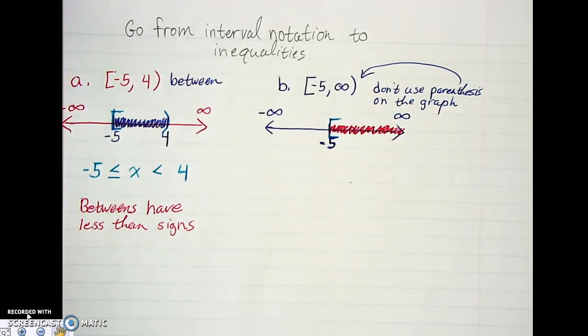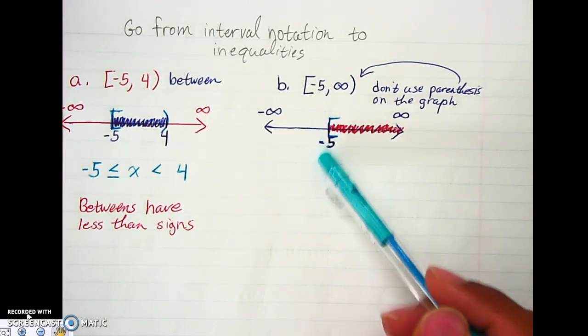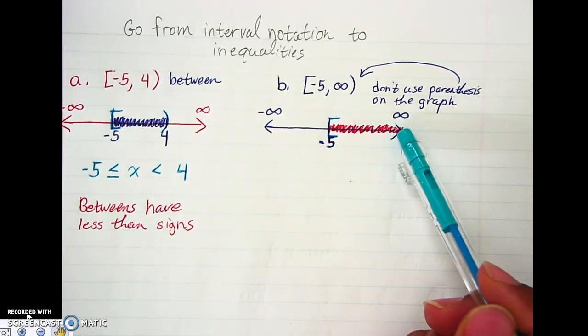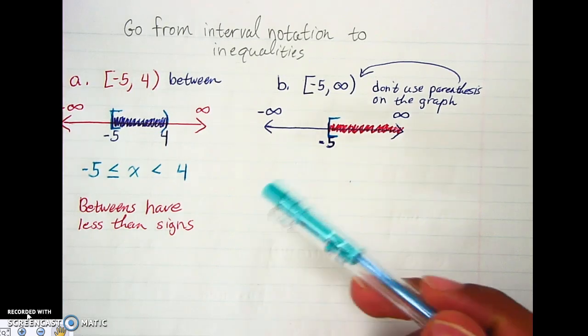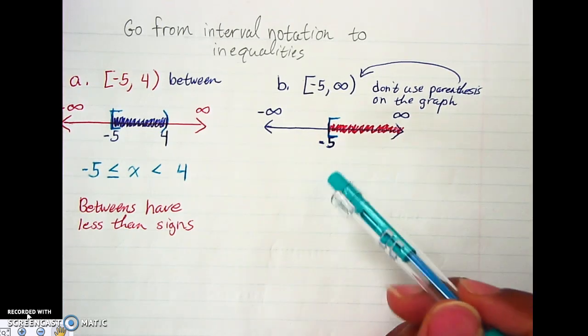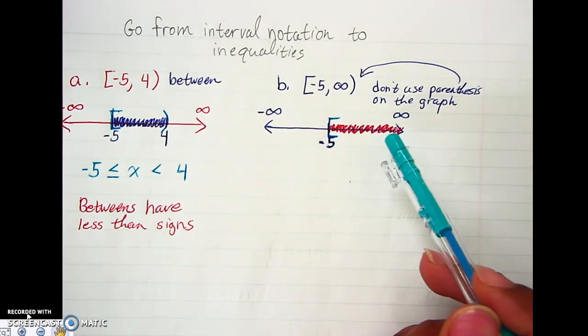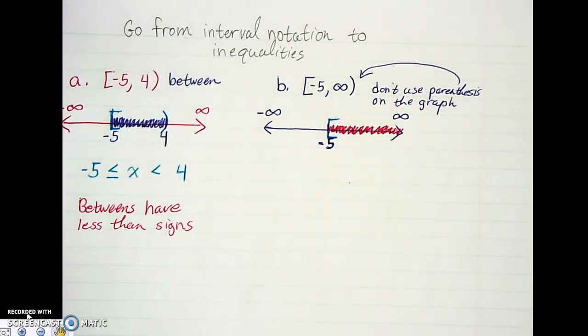Just like we said before. All right, so if we take a look at this, we know x is -5, but all these numbers here are greater than -5, right? So when we write this out, we need to write an inequality that says we're talking about the numbers that are greater than negative 5, and also equal to negative 5.